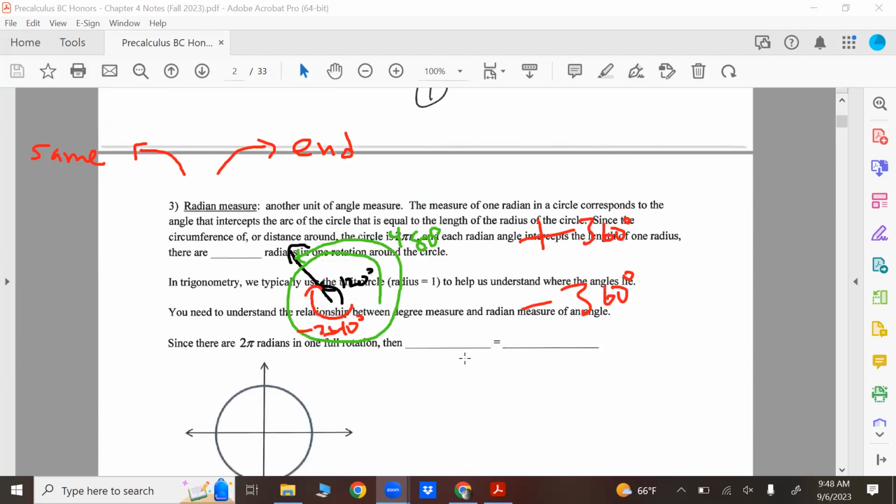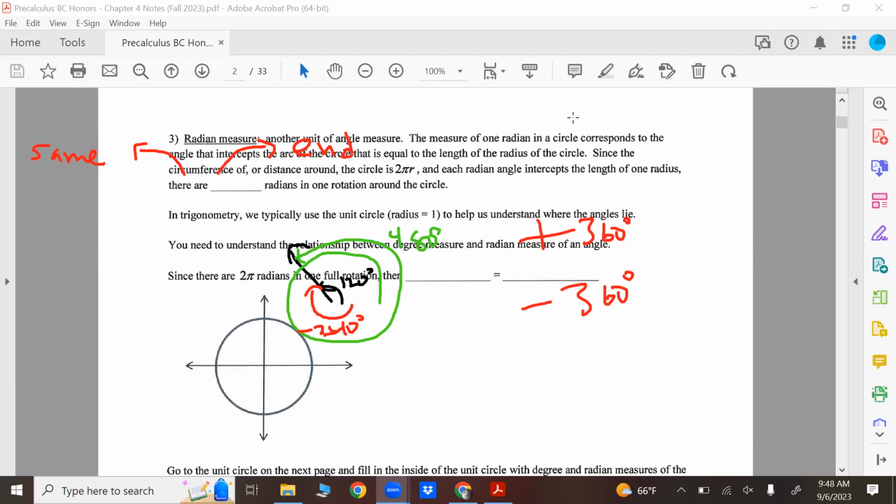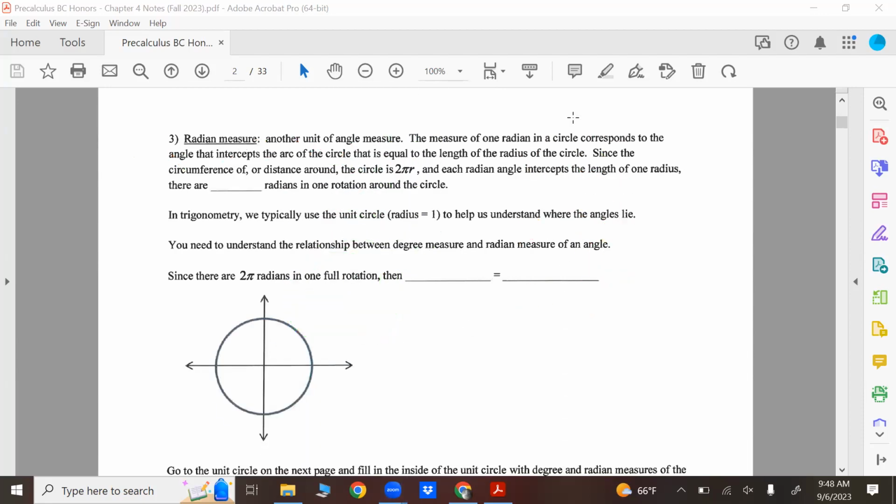Speaking of the devil, let's talk about radians. Let me do this little spiel here for you guys. You don't have to write this down. This is more for your own reference.